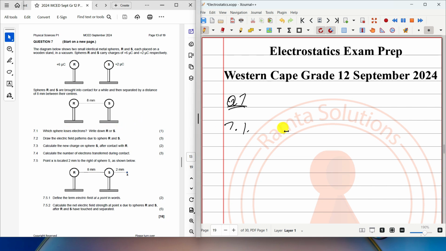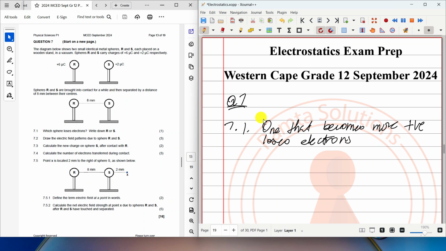7.1. Which sphere loses electrons? Write down R or S. The one that loses electrons is the one that becomes more positive. All right, it is the one that becomes more positive. The one that becomes more positive loses electrons.